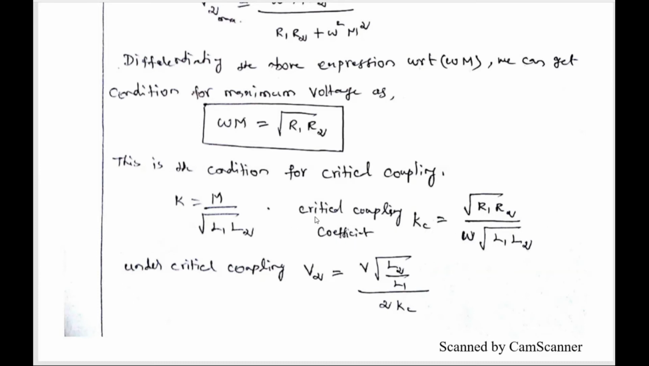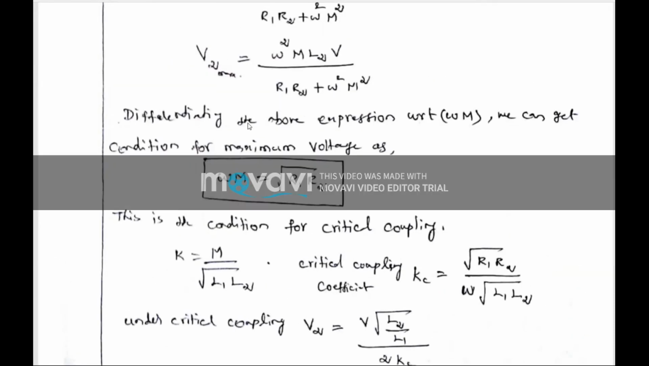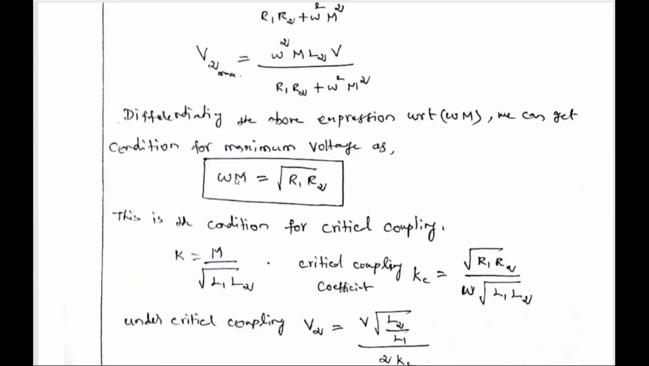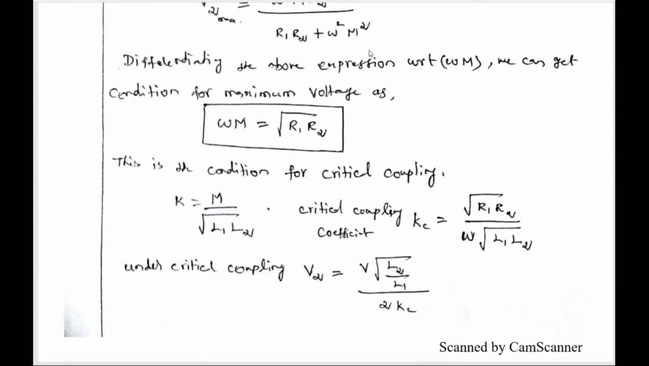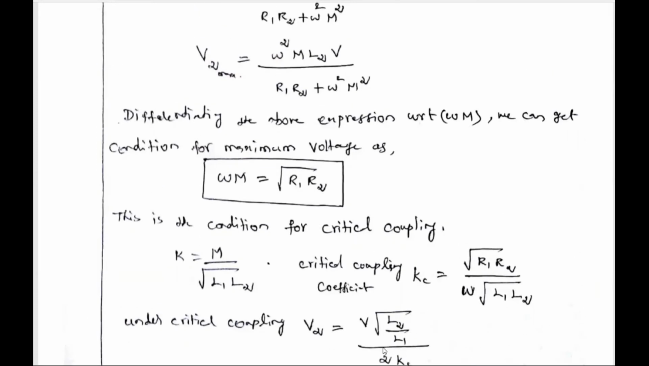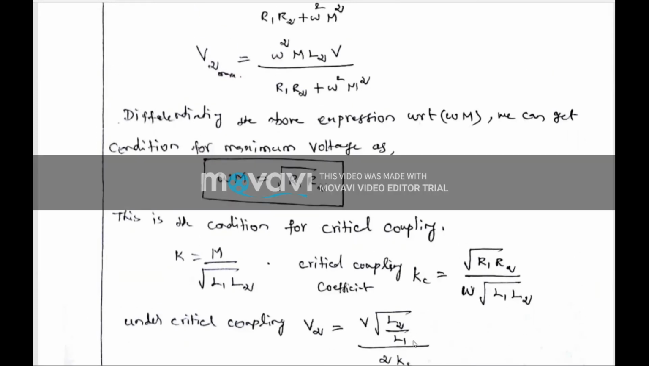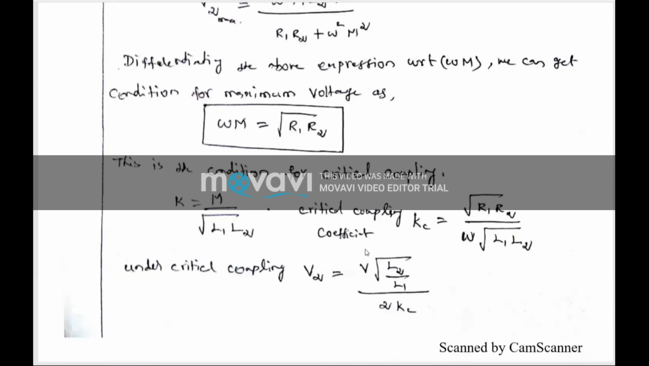Under this critical coupling coefficient, the voltage V2 can be written as V2 equals omega squared M L2 V divided by R1 R2 plus omega squared M squared. And you already know the omega M value is always equal to square root of R1 R2. That's why the denominator can be written as 2 Kc, and the numerator as V into square root of L2 by L1. So this is the output voltage of the single tuned circuit under the condition of critical coupling.